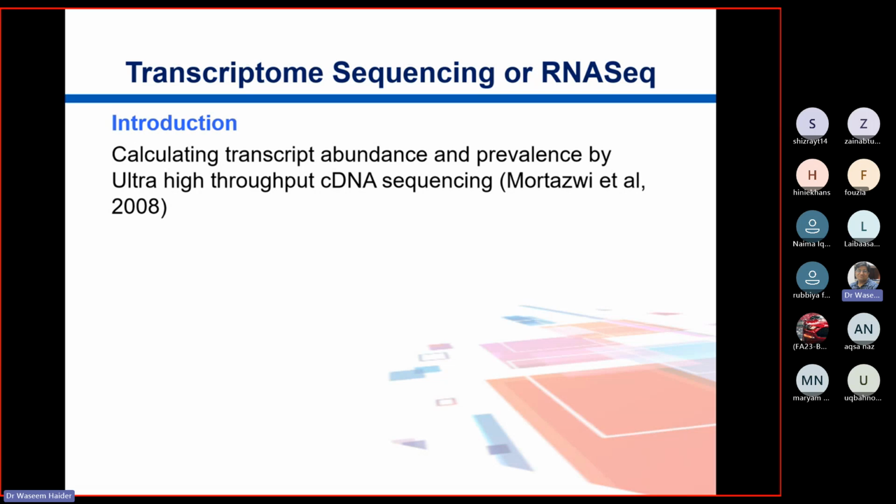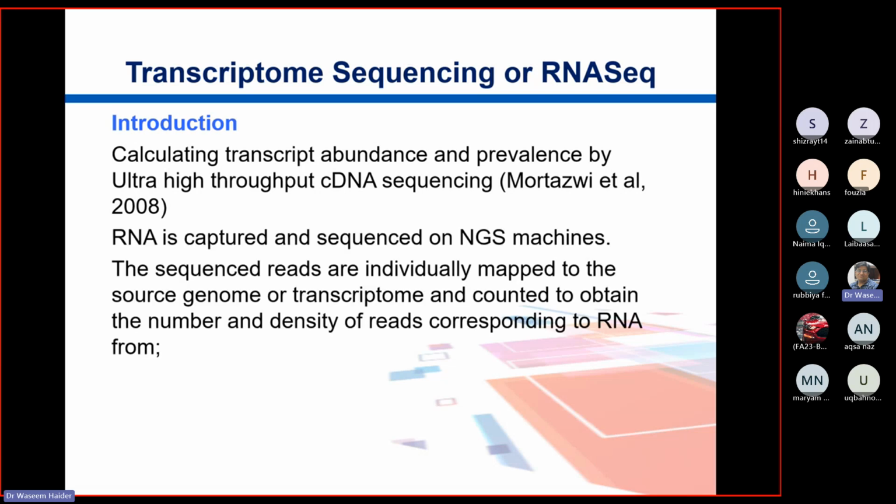And the reference can be the transcriptome, or the reference can be the genome. So wherever those reads are mapping or aligning, if you count those reads, obviously those reads are the counts of gene expression for that particular gene on which they are aligning or mapping, right? So RNA is captured and sequenced on NGS machines, and sequence reads are individually mapped to the source genome or transcriptome and counted to obtain the number and density of reads corresponding to RNA. And this RNA can be from known exons.